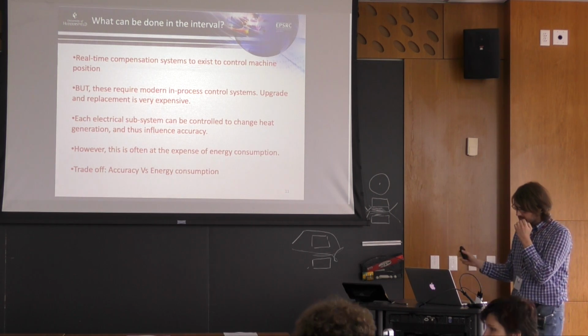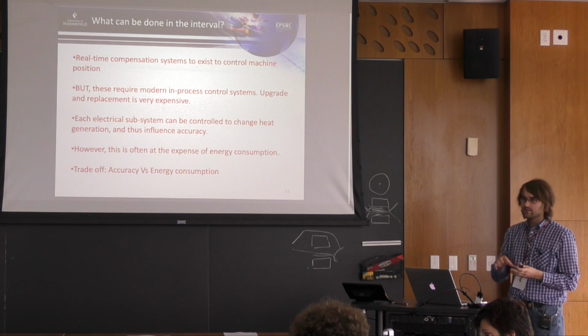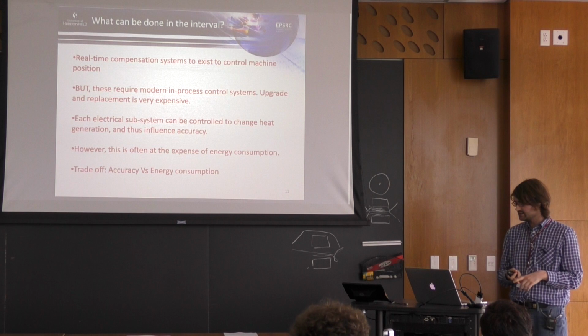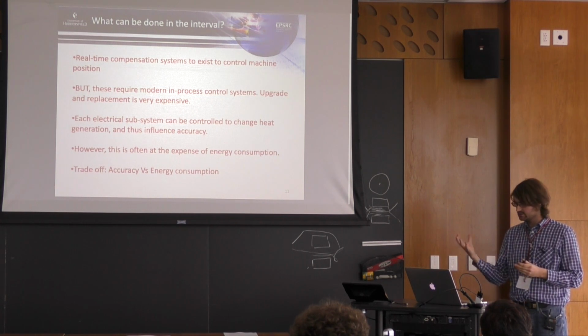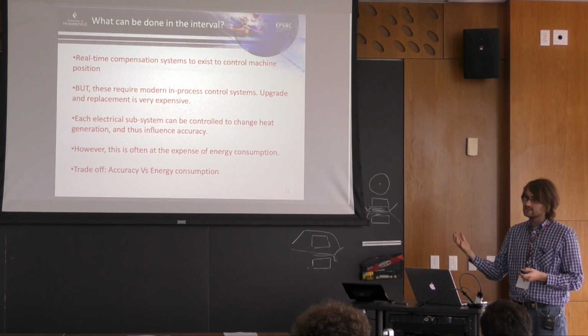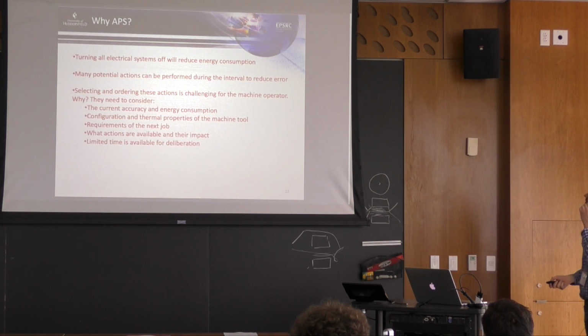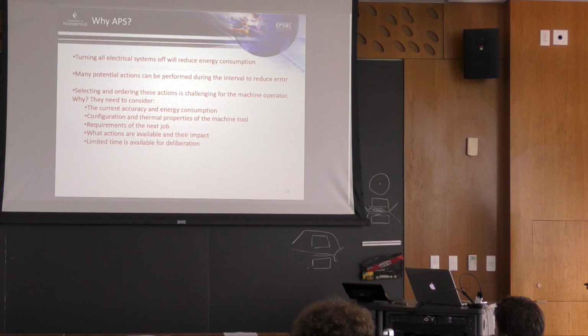When I talk about the electrical subsystems there, we're on about the motors that move the machine around. It could be motors, it could be measuring devices, it could be the computational side of the machine as well, because anything that uses energy and generates heat releases it into the structure. So why did we consider using automated planning for this?